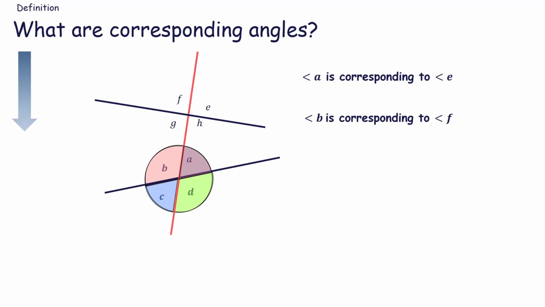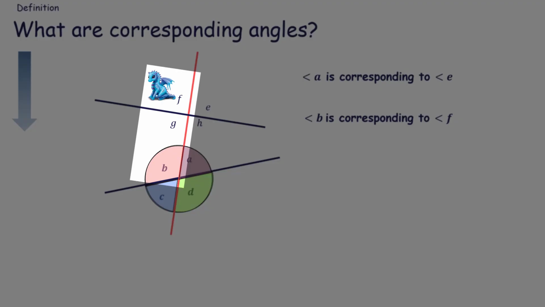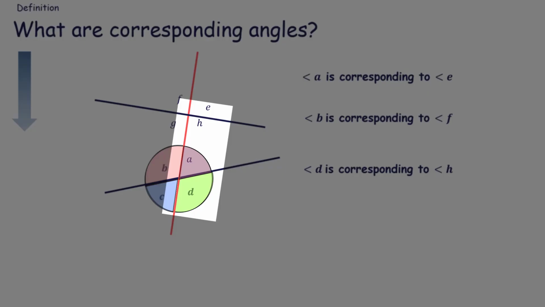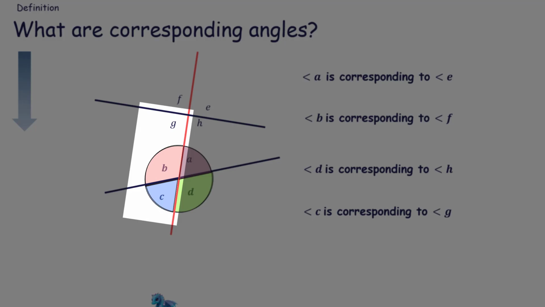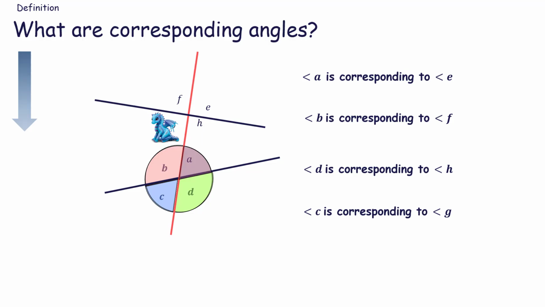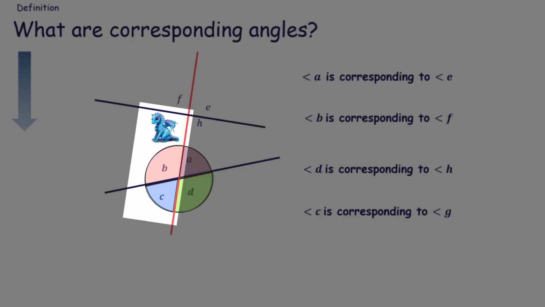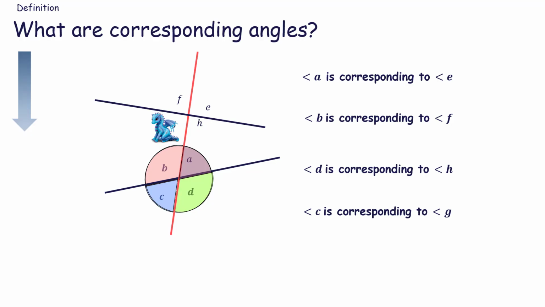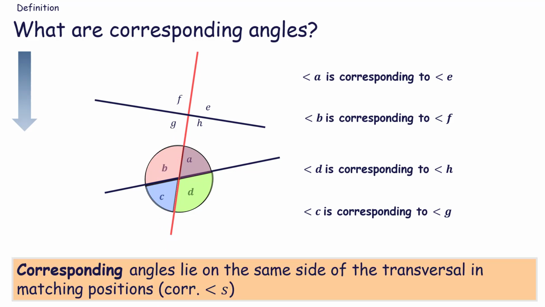Angle B is corresponding to angle F. Check it out. Corresponding positions. Angle D is corresponding to angle H. And angle C is corresponding to angle G. Angle C and angle G are on the left side of the transversal below the other two lines. Do you see it's corresponding or matching positions? So corresponding angles lie on the same side of the transversal in matching positions. We abbreviate it like this.